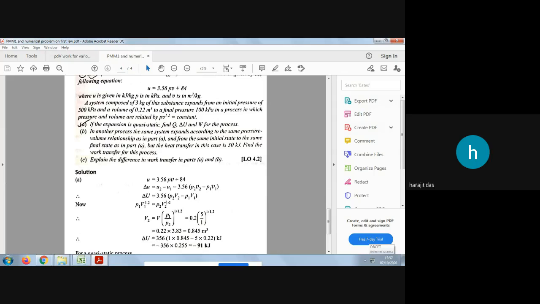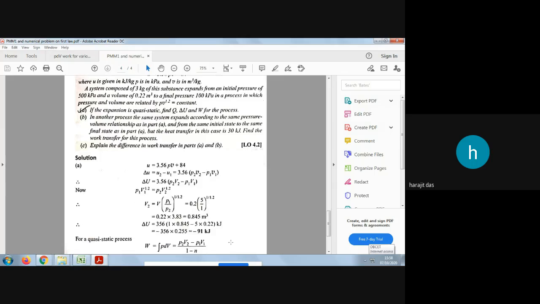So here we will be putting P2; it is given, P2 we have found out from this formula, and P1 is given. So ultimately you will get minus 91 kilojoule. Means there will be a decrease in internal energy at the final state.